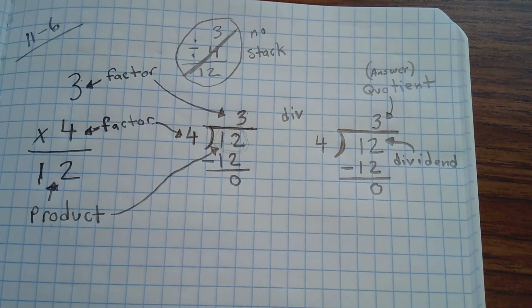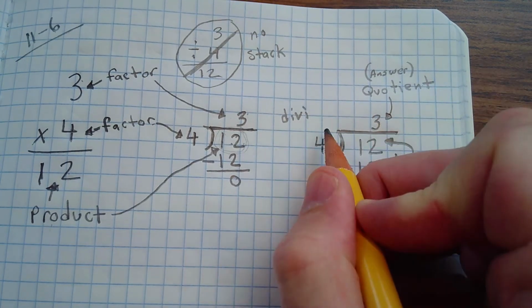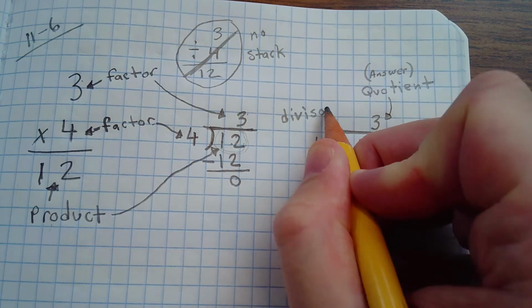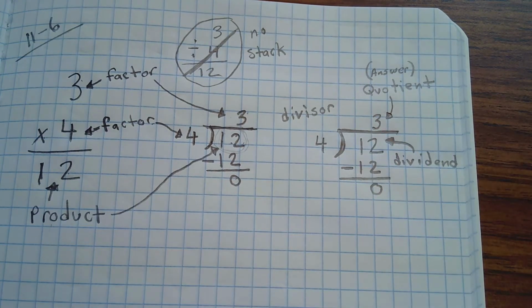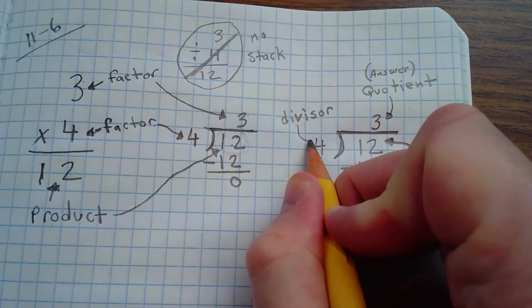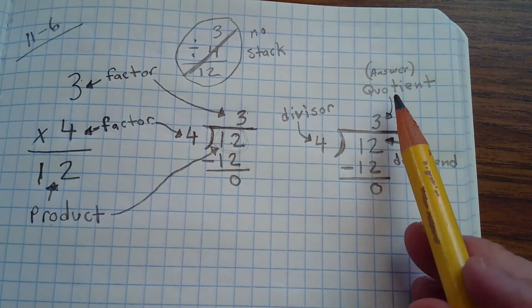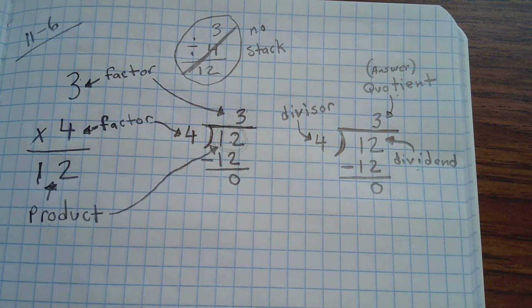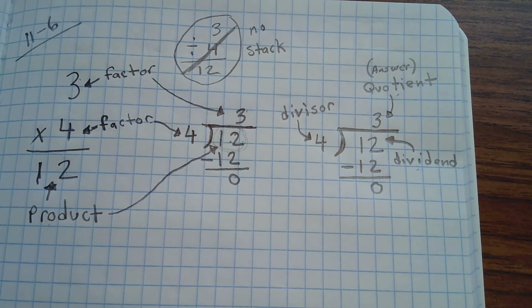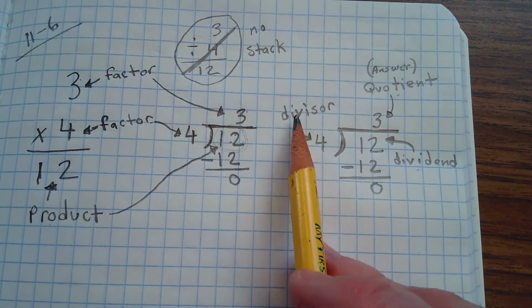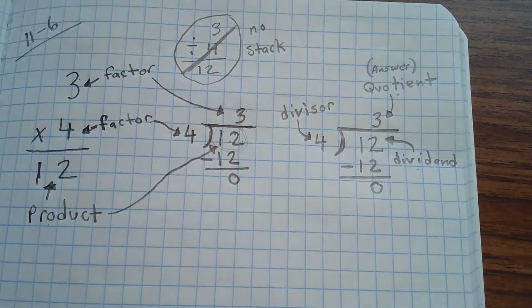This one starts with the D-I-V-I again, except for its S-O-R, the divisor. This is the divisor. This is the dividend, and this is the quotient. So those are the three words that are kind of new for us now. Divisor is the outside one.